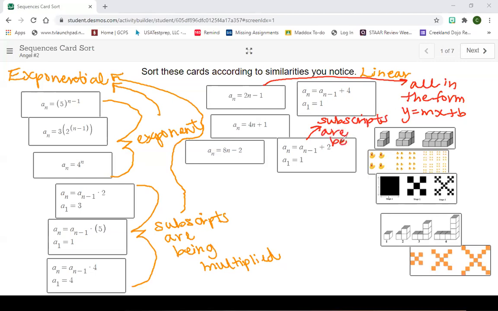Are being what? Are being added. Or it can be what? Subtracted. That's why you need to be writing this down. So linear, if the equations are all in the form of mx plus b, then they're linear, right? Linear slash arithmetic sequence. If the subscripts are being added or subtracted, then it's also linear arithmetic.